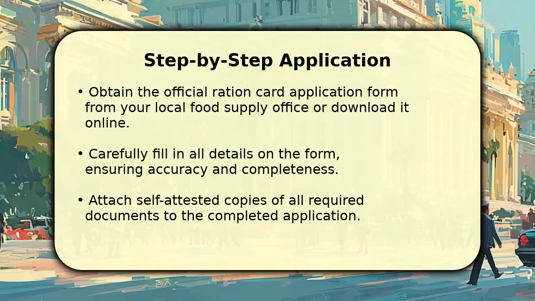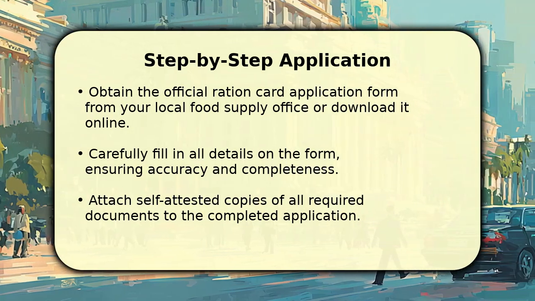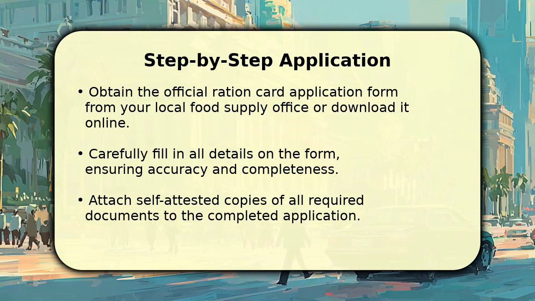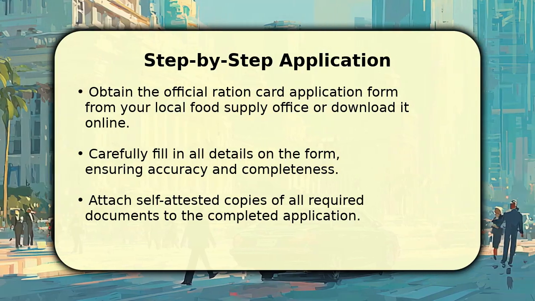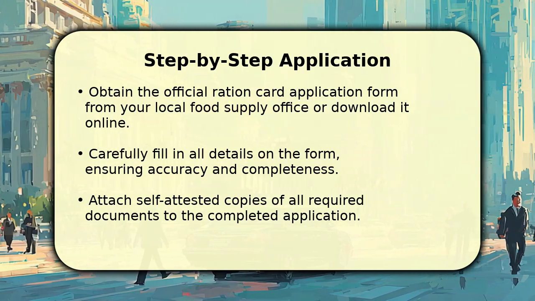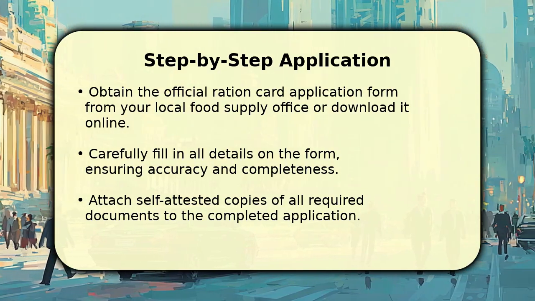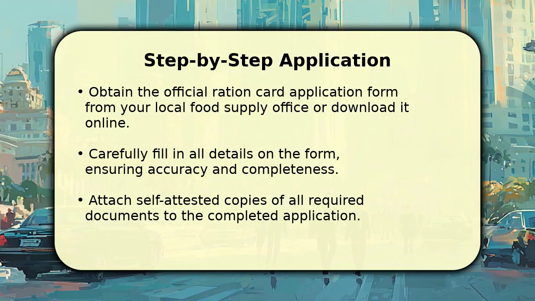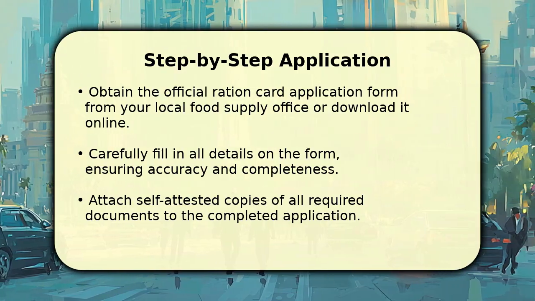The application process begins by obtaining the official form, which is available at your local food supply office or for download online. Fill out every section meticulously, double-checking all personal and family details for accuracy. Once completed, securely attach self-attested copies of all the required documents. Finally, submit your complete application package to the designated food supply department or the authorized center for processing.